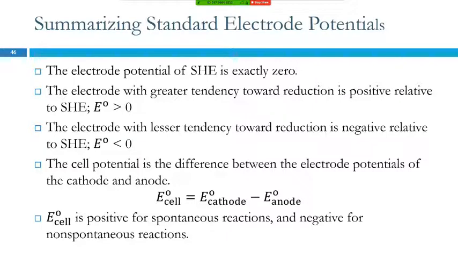Okay, so to summarize, the standard electrode potential of the standard hydrogen electrode is exactly 0. The electrode with greater tendency towards reduction is going to be positive relative to the standard hydrogen electrode. We're going to have E0 be larger than 0. If the electrode has a lesser tendency towards reduction, it's going to be negative. The cell potential is the difference between the electrode potentials of the cathode and the anode. So you take the cathode minus the anode. The cell potential is positive for spontaneous reactions. It's negative for non-spontaneous reactions.